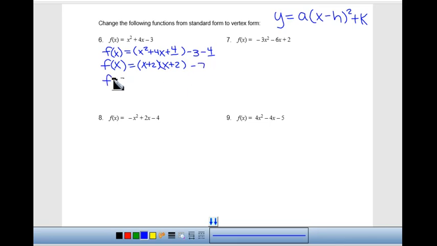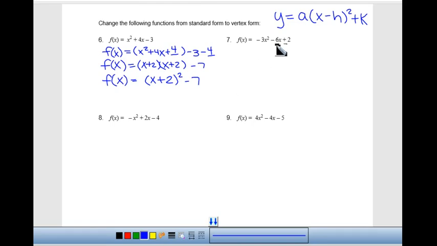Now for the final step. Instead of keeping these two separate parentheses, we're going to write this as one combined parentheses squared. So (x plus 2) squared minus 7. And now we're done.